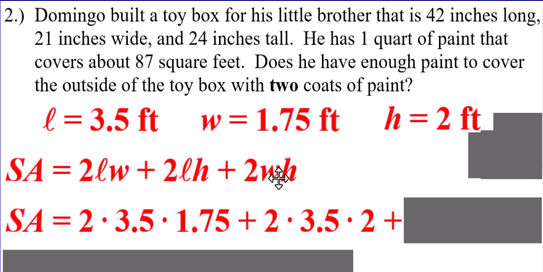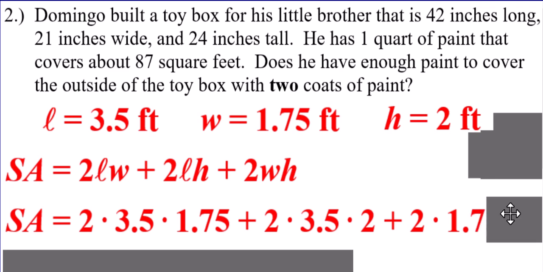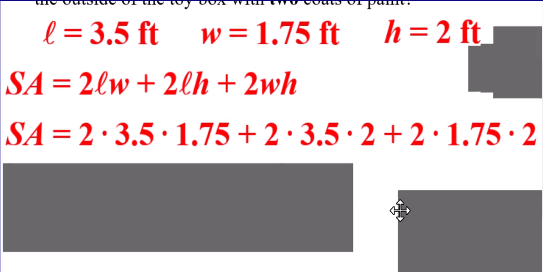And then the 2WH. 2 is 2. The W was 1.75, and the H was 2. All right, I hope you're writing all of that down. Yes, I know the surface area formula of a rectangular prism has a lot of substitution. I know. It would probably help to do this piece by piece when you use your calculator.